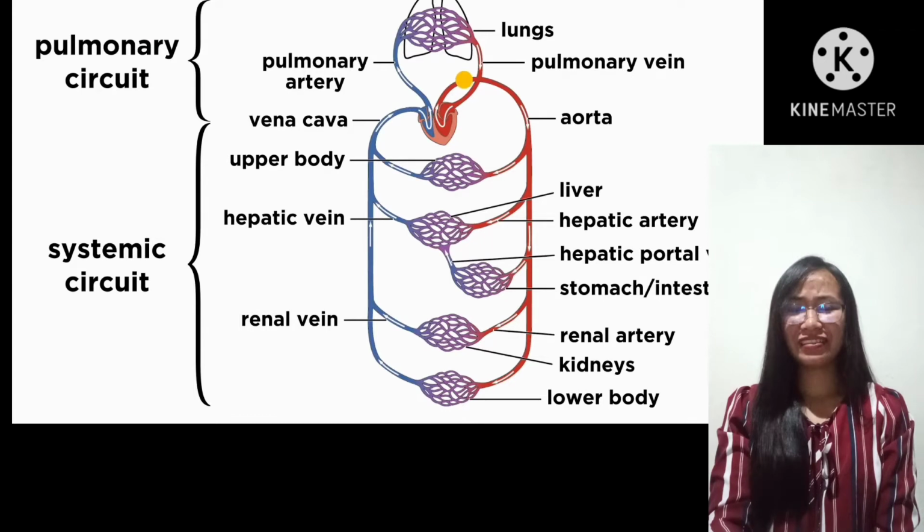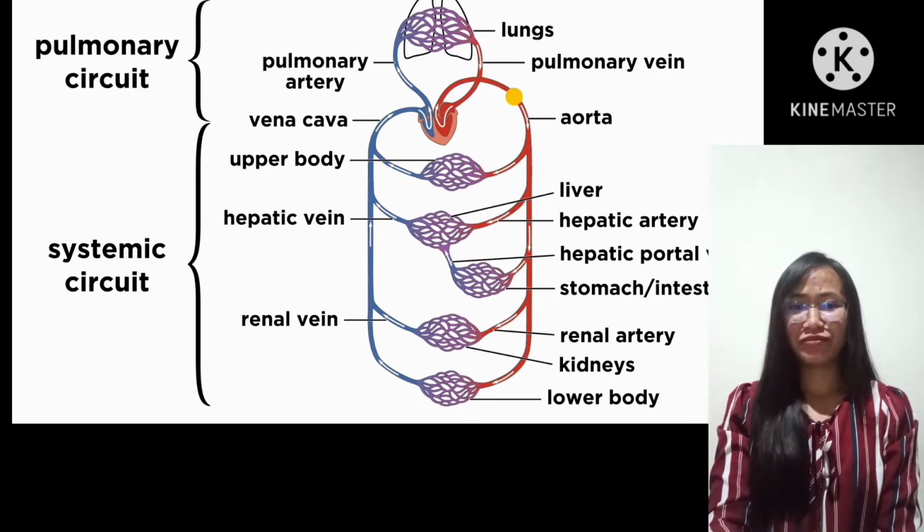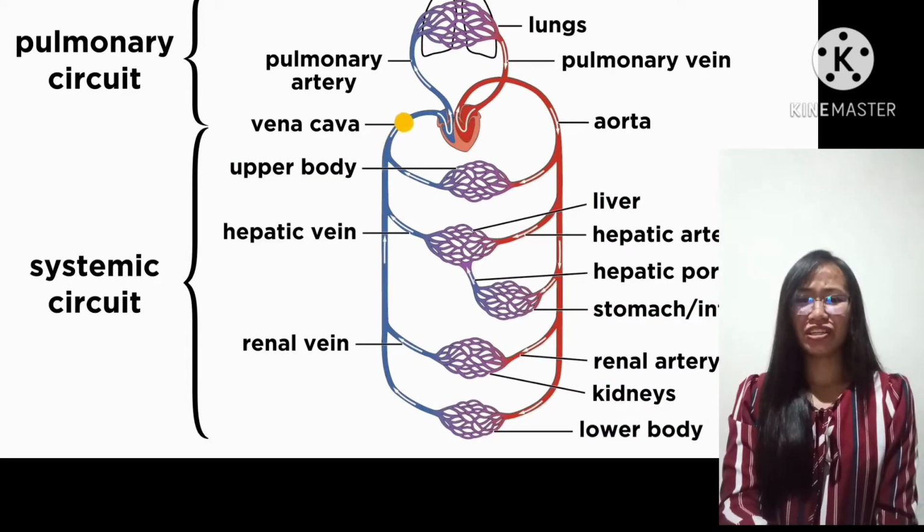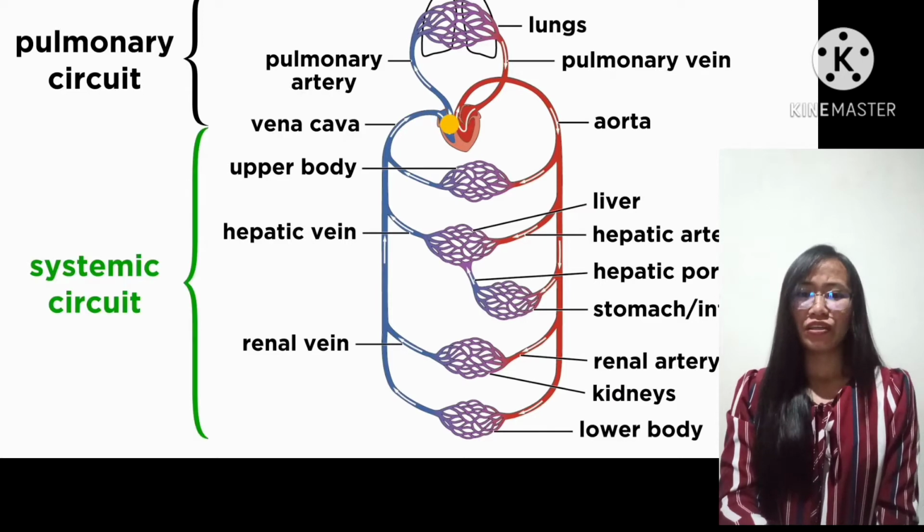Then the oxygenated blood leaves the left side of the heart and is sent throughout the body to deliver oxygen and nutrients to all the various tissues that need oxygen to perform cellular respiration. The blood will eventually make it back to the right side of the heart, completing the systemic circuit.